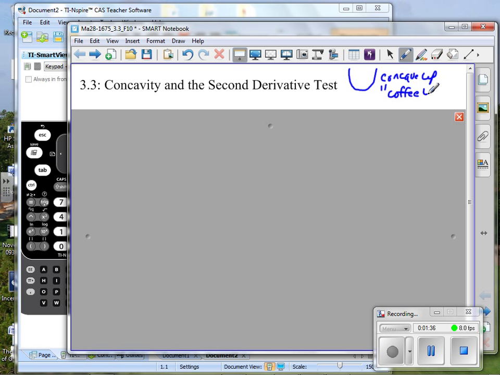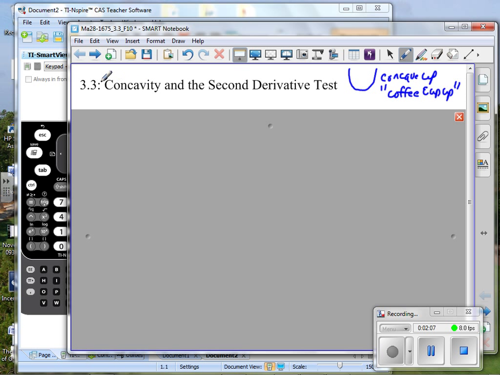If you get confused, feel free to use this: coffee cup up. Is that a positive thing to have? It's got coffee in it, right? Coffee cup up is positive. So we're going to associate concave up with a positive idea. Somewhere in our discussion we're going to get a negative value, but if we can determine that the curve is concave up, then we're going to be happy.